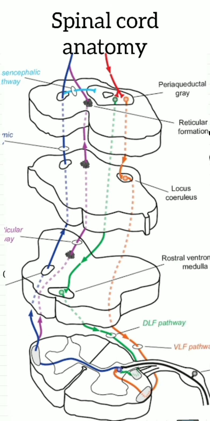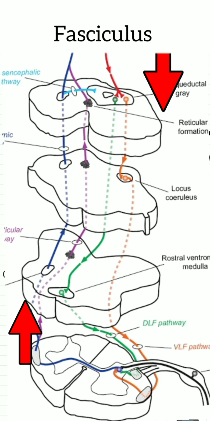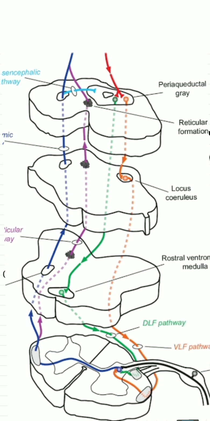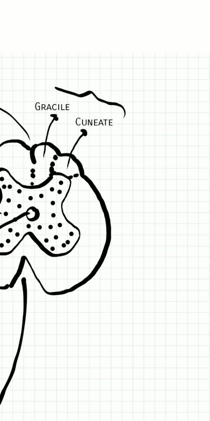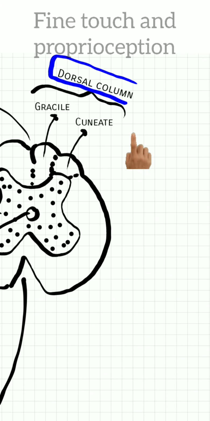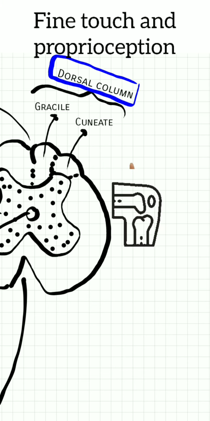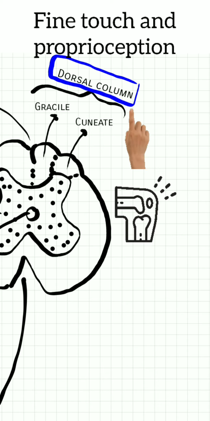The axons run up and down the spinal cord in bundles known as fasciculus. The first two fasciculus originate from the back of the spinal cord. These are known as gracile and cuneate fasciculi. Collectively, they are called the dorsal column. The primary function of dorsal column is to convey senses of fine touch and proprioception or joint position to the brain.